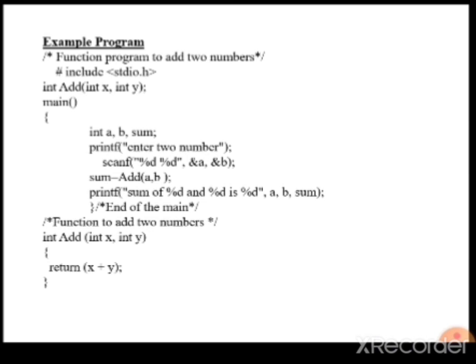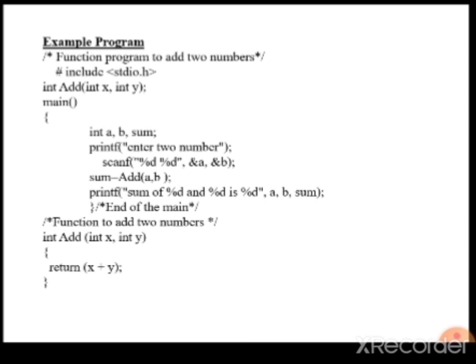If we don't have a return type, we have to give it as void. And if we don't have any argument to pass, there also you can give void. It is optional; by default the parameter is void. Next, here you are calling the function, sum equal to add(a, b), and then you are printing the value.